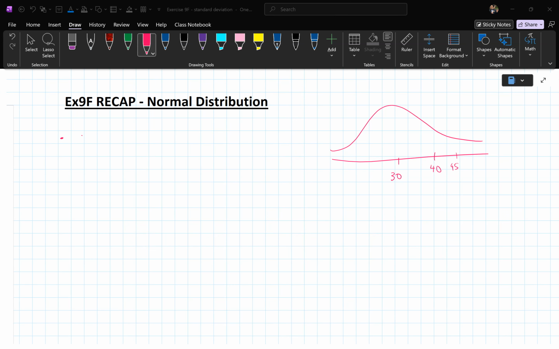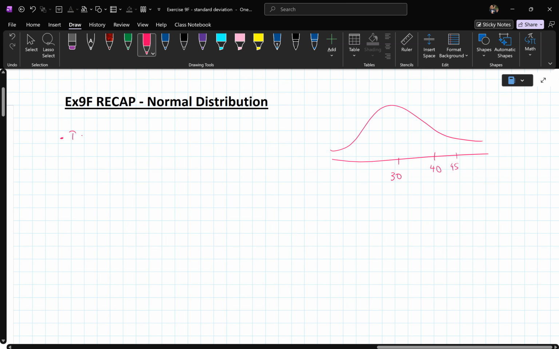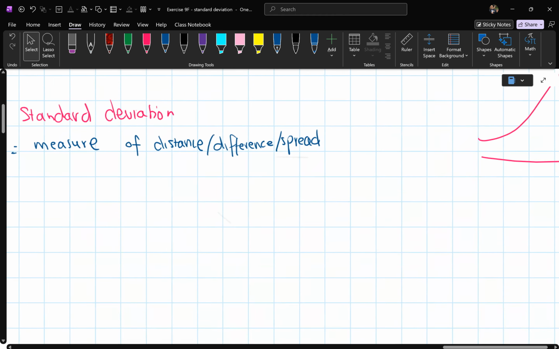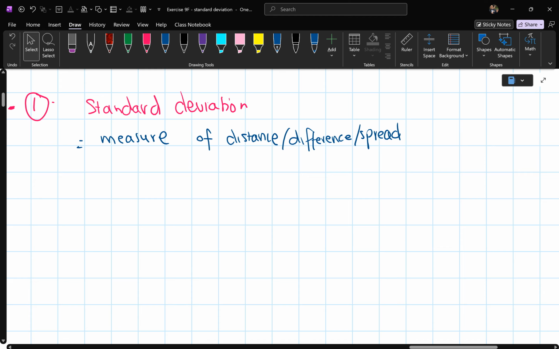So recapping exercise 9F, one of the first skills I wanted you to understand was standard deviation. Standard deviation was the measure, for those who've forgotten, of distance or difference or spread, whichever word seems to make sense to you. It's a measure of distance, difference, spread about the mean.